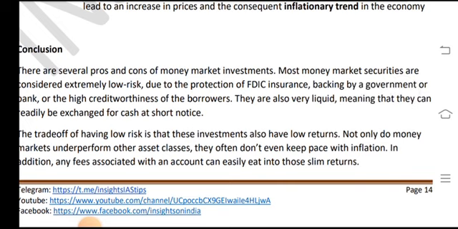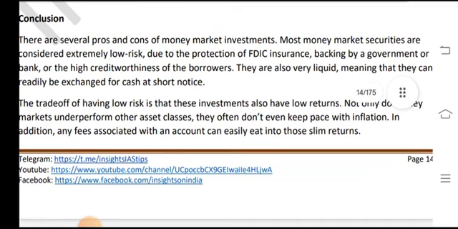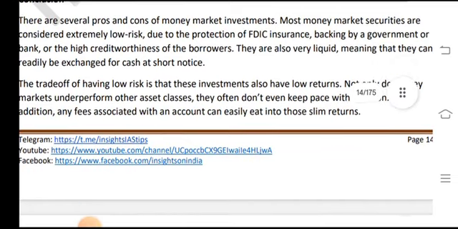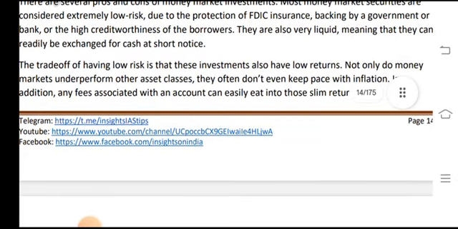There are several pros and cons of money market investments. Most money market securities are considered extremely low risk, due to the protection of the FDIC insurance, banking by the government or bank, or the high creditworthiness of the borrowers. They are also very liquid, meaning that they can readily be exchanged for cash at short notice.